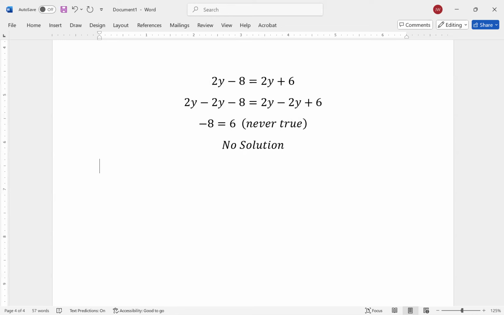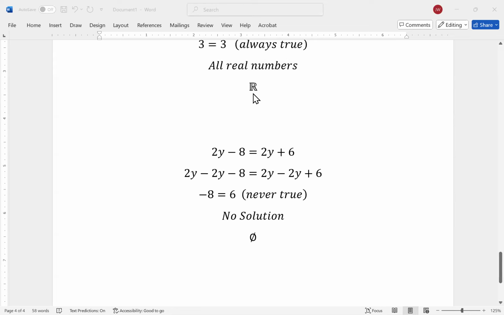And no solution also has an interesting symbol. It looks like a 0 with a slash through it. It's called the empty set. It's this symbol on Microsoft Word, so 0 with a slash through it. That means there's nothing that works. So if you end up saying this symbol for all real numbers, or this symbol, the empty set, for no solution, that's what it means.